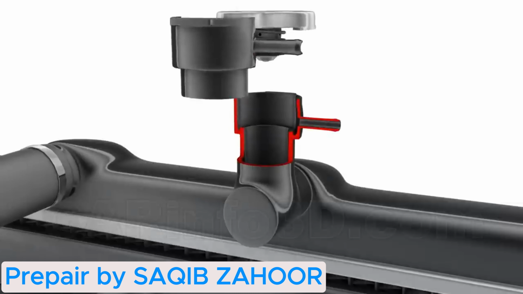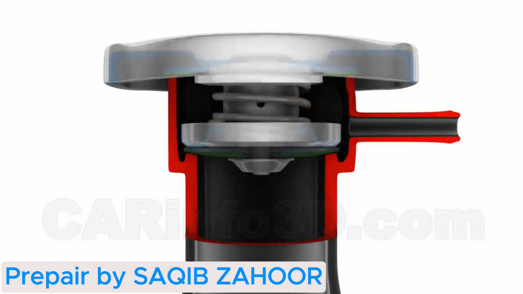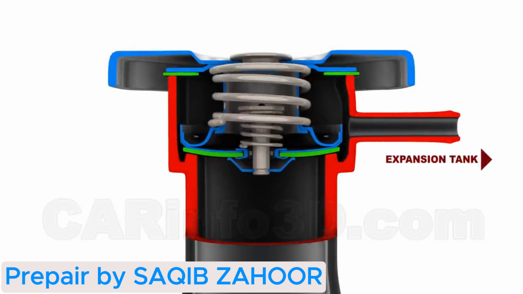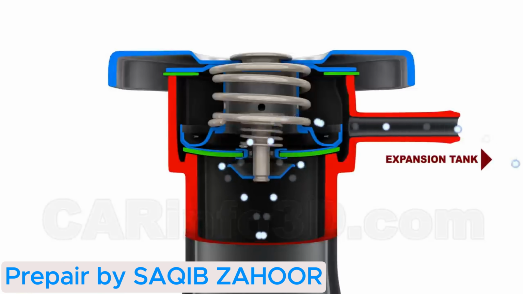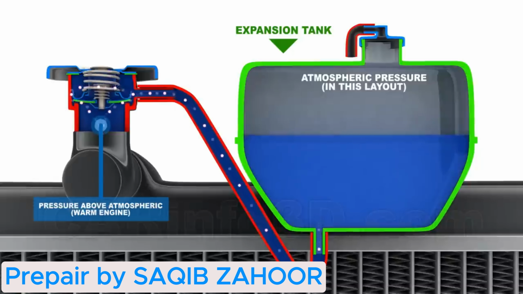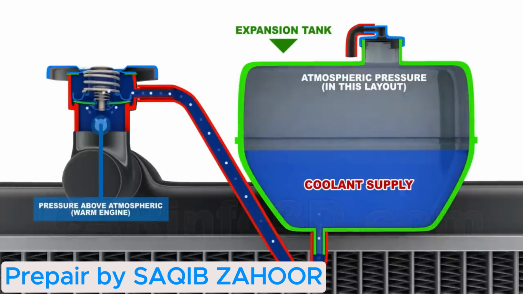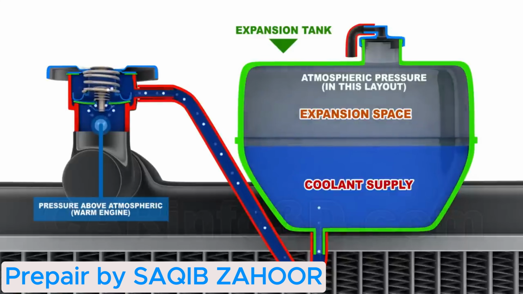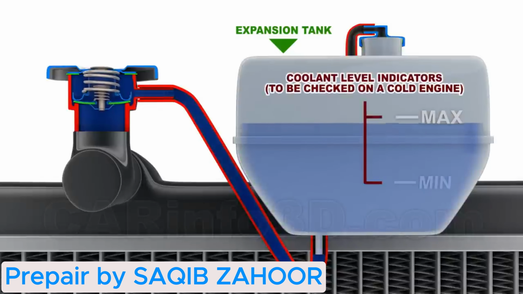When the maximum allowable pressure is exceeded, the cap opens, enabling coolant to escape into the expansion tank. When the pressure decreases, the liquid is pulled back into the system. This design excludes pressure in the expansion tank. The tank stores a coolant supply and has free space for liquid expansion. The expansion tank also features coolant level indicators and can be used to refill coolant as needed.